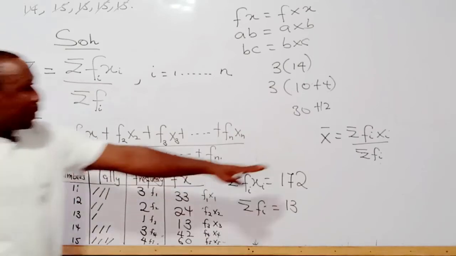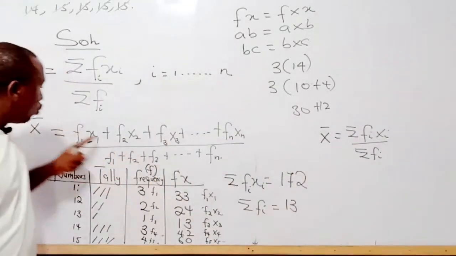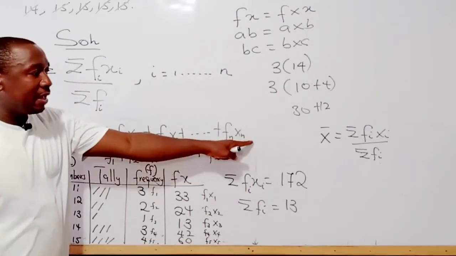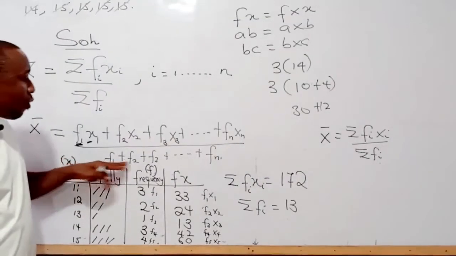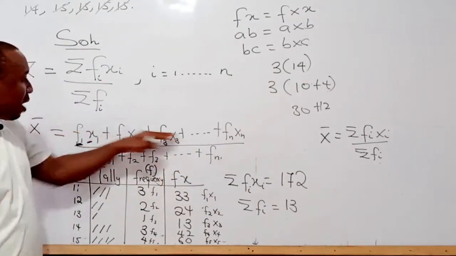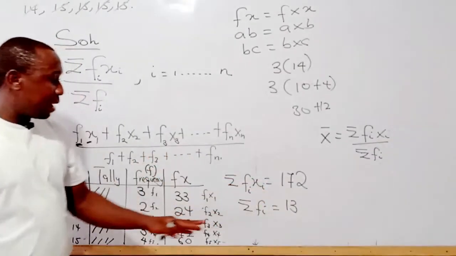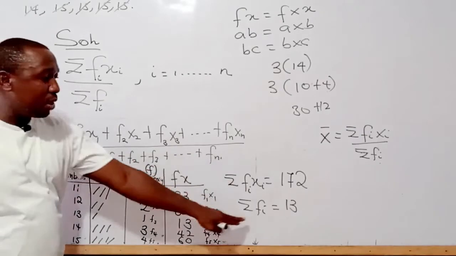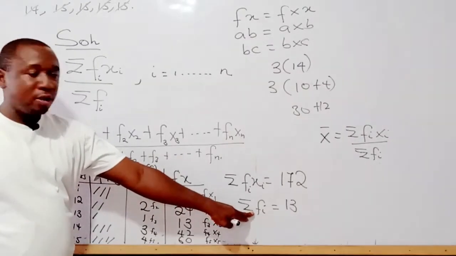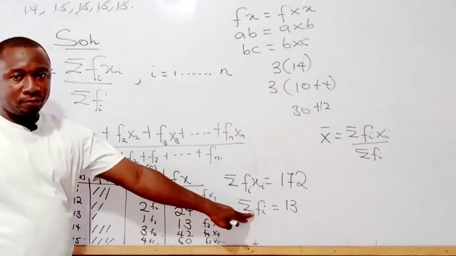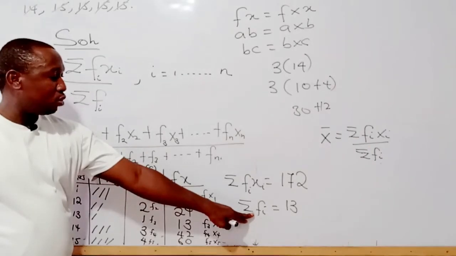And we have explained this one as you sum everything here and then you divide it by the sum of all the frequencies. So by summing everything here, we had 172. And then by summing everything down here, we had summation of fi to be 13.